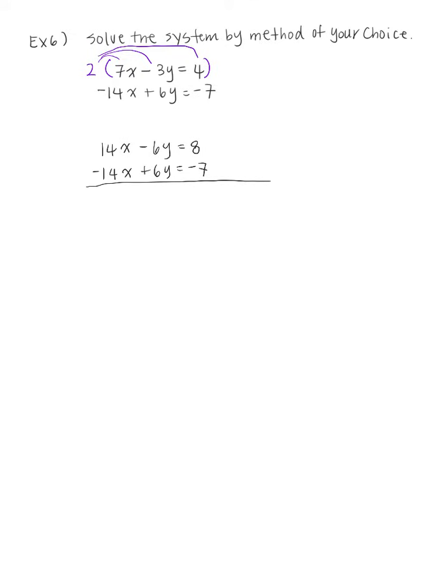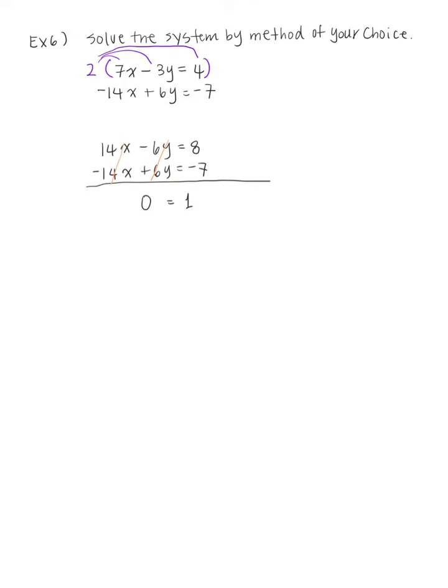Notice that we have a 14x minus 14, that's going to go to 0, and then this is going to go to 0 too. So here we have 0 equals 8 minus 7, which is 1. Oh no, what the heck, right? So 0 equals 1, so this is not true. 0 does not equal 1.